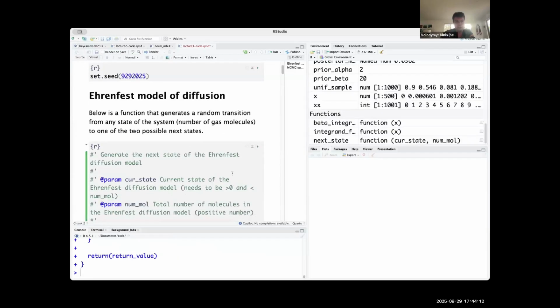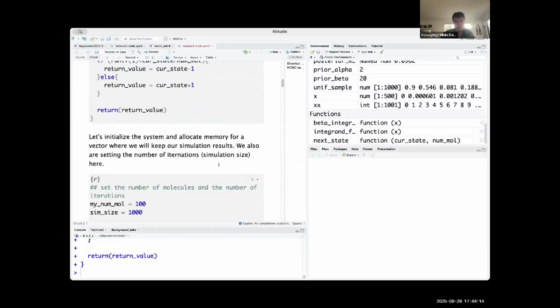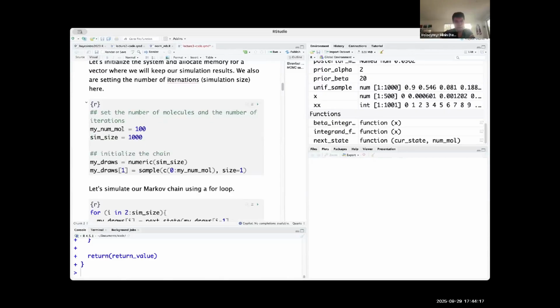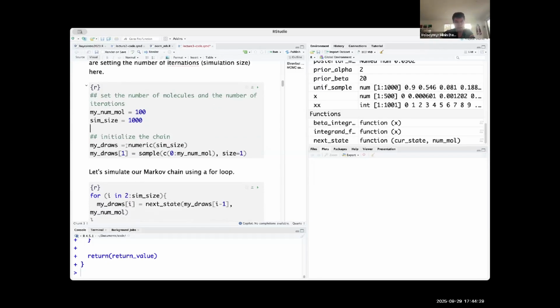If I run this chunk of code, it just defines a function. Then in the next chunk of code, I'm going to set up the system. I'm going to have 100 molecules. This will be my number of iterations, number of time steps. I'm going to evolve my Markov chain 1,000 steps. We'll increase it in a second. And then we will initialize a chain.